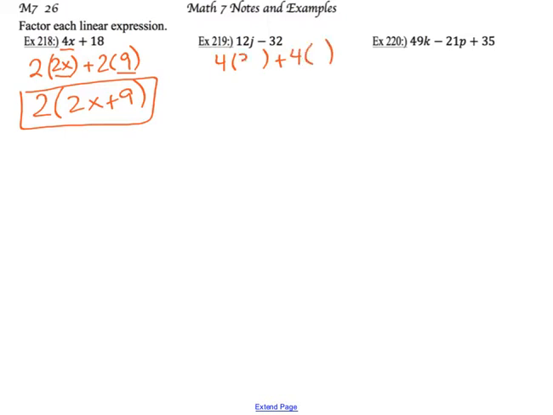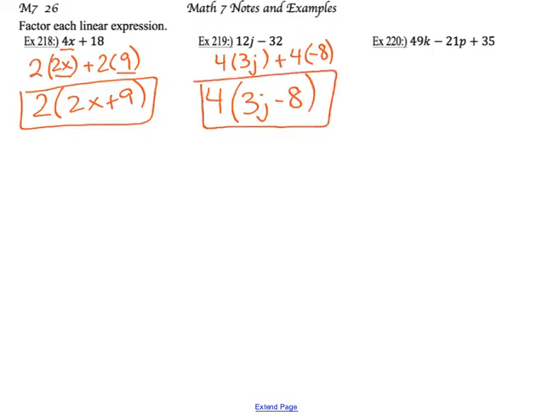4 times 3j will give me 12j. And 4 times negative 8 gives me negative 32. So I can factor the 4 out. 3j comes down in, and negative 8 comes down in the parentheses. And we get 4 times 3j minus 8.